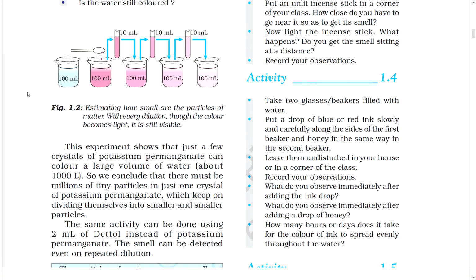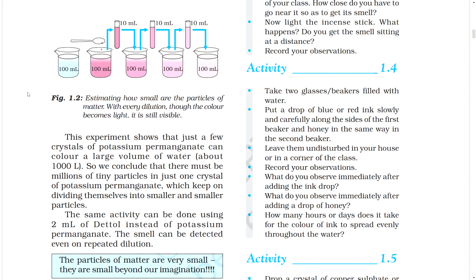Activity. Do this. Take 2 glasses or beakers filled with water. Put a drop of blue or red ink slowly and carefully along the sides of the first beaker and honey in the same way in the second beaker. Leave them undisturbed in your house or in a corner of the class. Record your observation. What do you observe immediately after adding the ink drop? What do you observe immediately after adding a drop of honey? How many hours or days does it take for the color of ink to spread evenly throughout the water? Comment this.